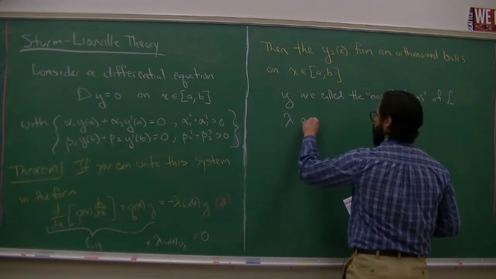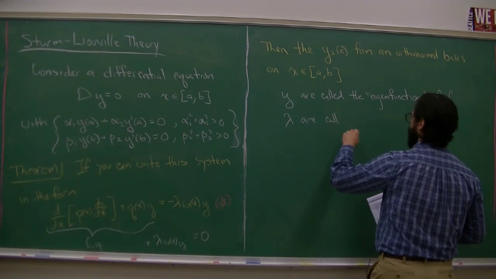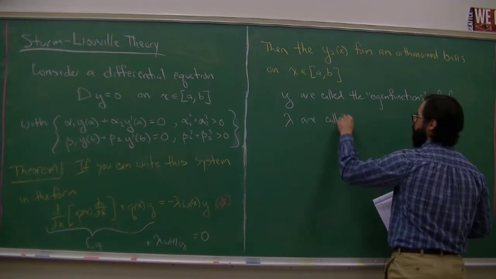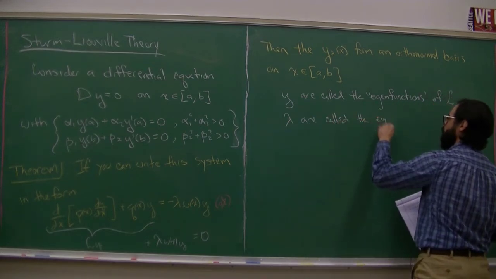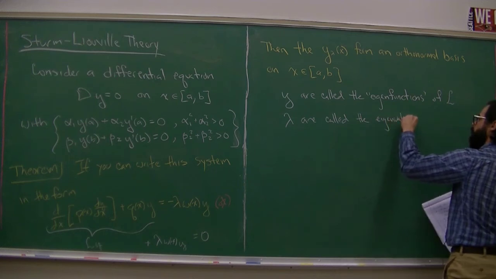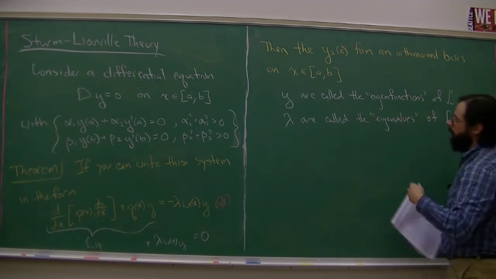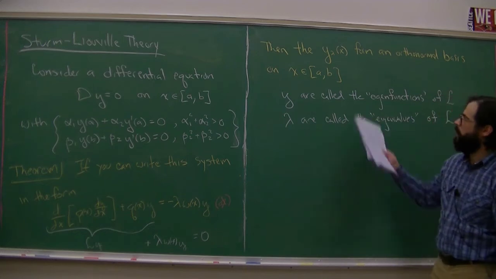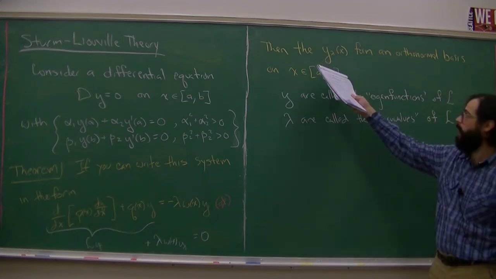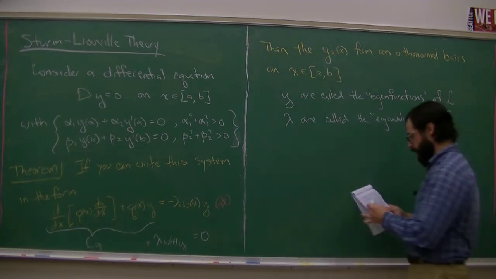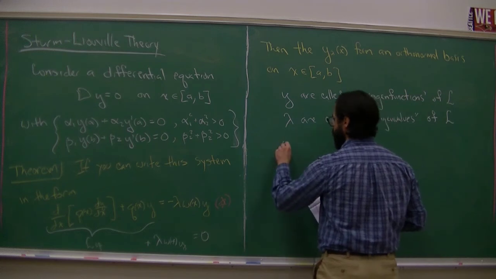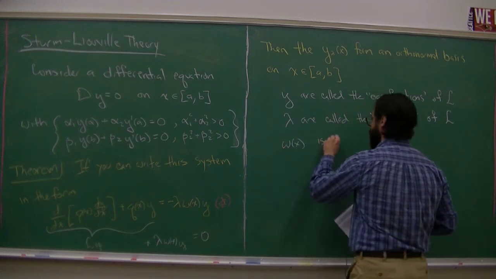Lambda are called the eigenvalues of L. A particular lambda would be the eigenvalue associated with a particular solution y. So that's why we have y sub lambda. And we have w of x is called the weight.